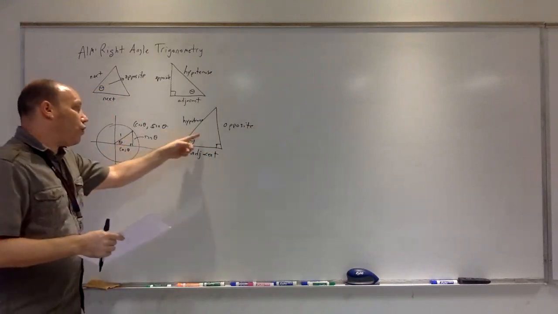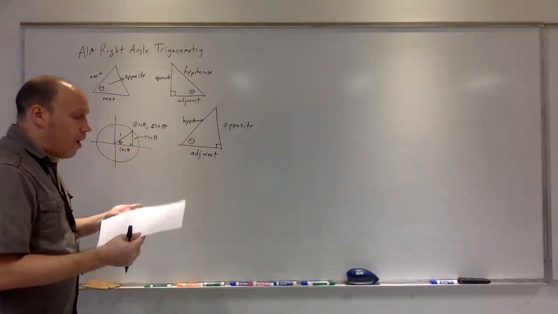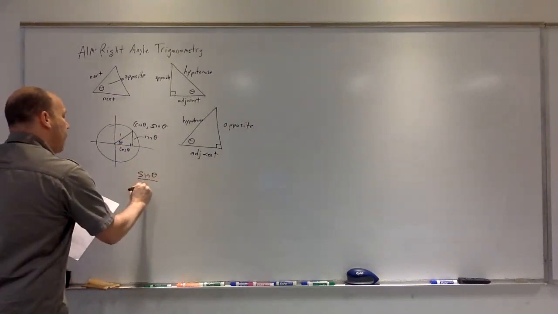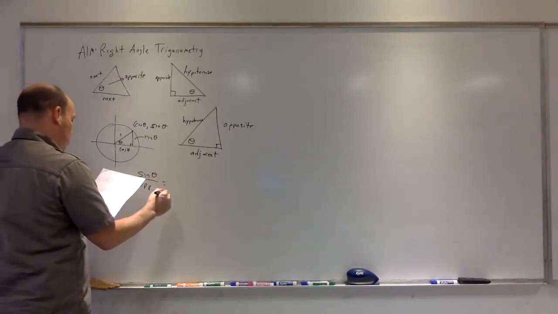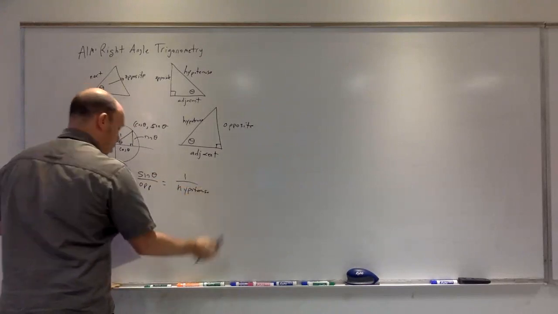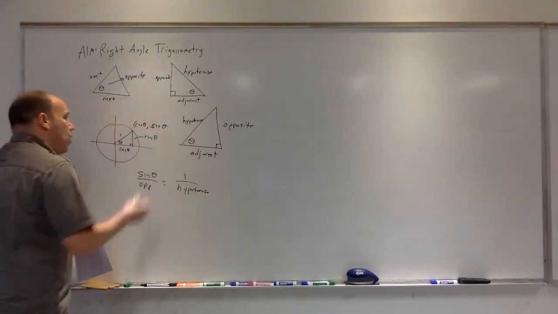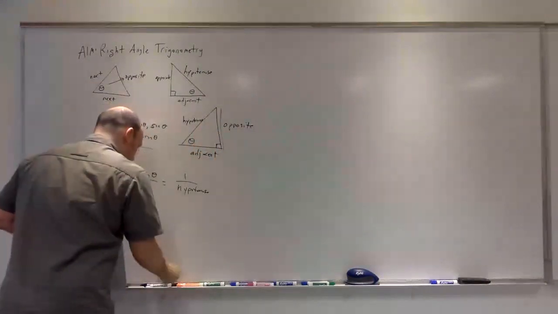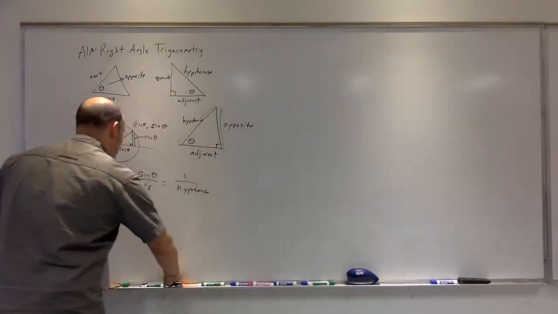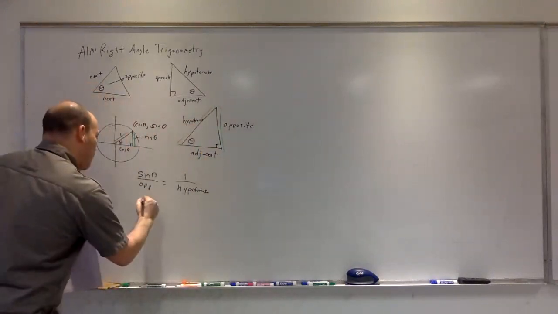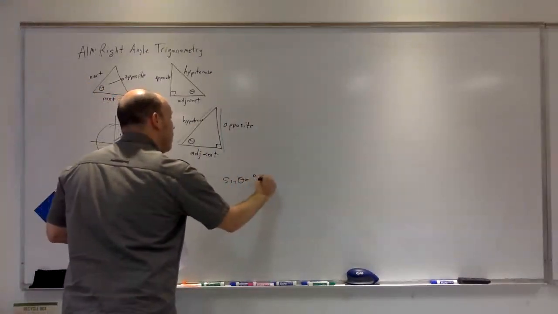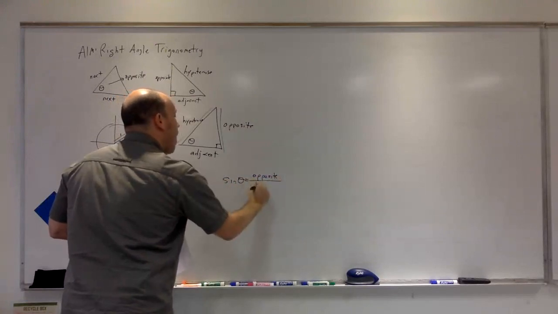Because these two triangles are similar, I can make a couple of proportions. I can say that the sine of theta over the opposite is equal to 1 over the hypotenuse. Once again, sine is to opposite as 1 is to hypotenuse. And we get the ratio that you know, which is the sine of theta is equal to the opposite over the hypotenuse.